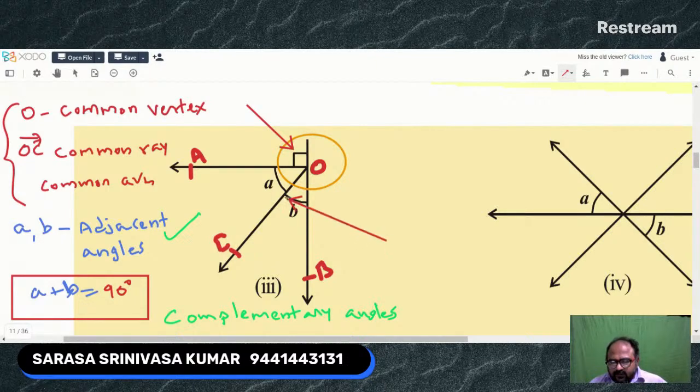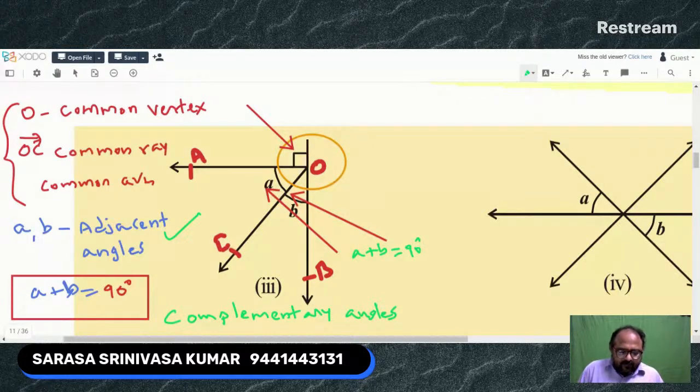From this we can conclude that the sum of these two angles, angle A and angle B, together form 90 degrees. Angle A plus angle B equal to 90 degrees. So this is what you should observe from the diagram.